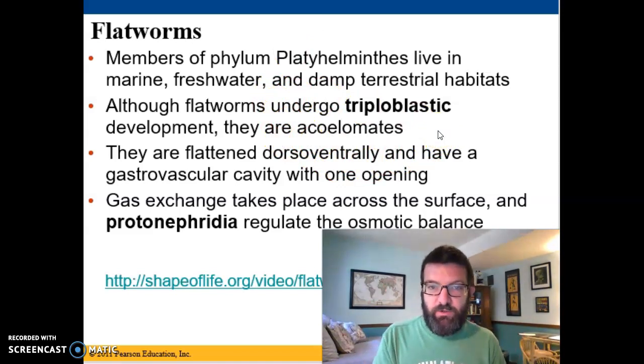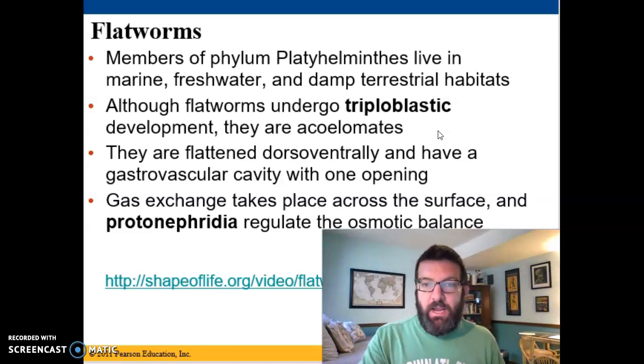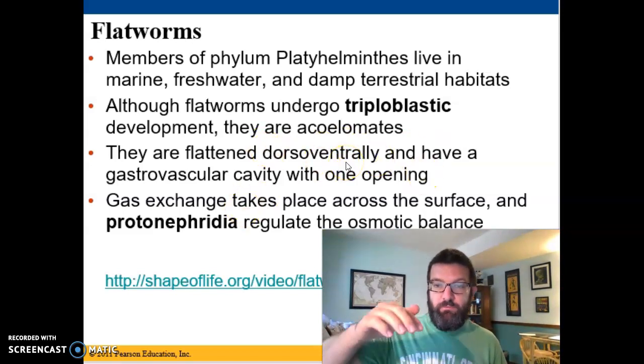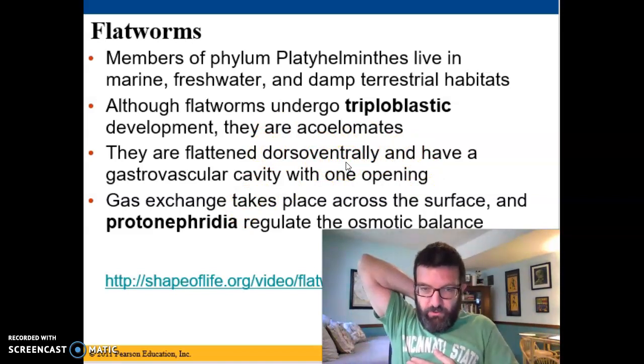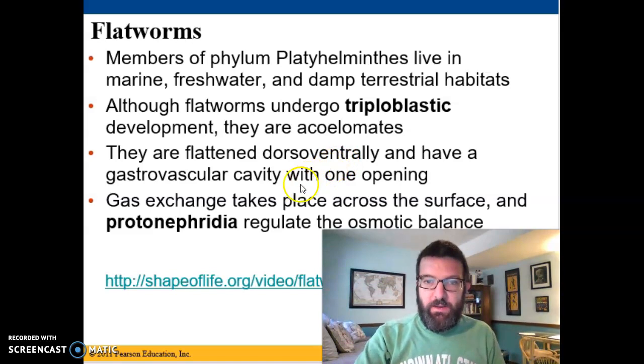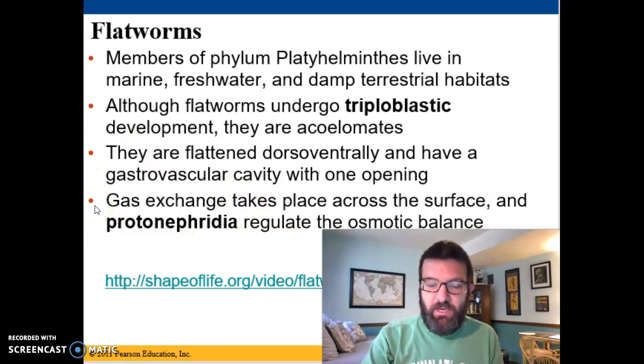And they don't have that extra tube within a tube. In addition to that, they are dorsoventrally flattened, so not flattened this way, but flattened this way. And they are primarily able to exchange gas just across the surface of their body. Because they're so flat, they actually have a relatively high surface area to volume ratio.